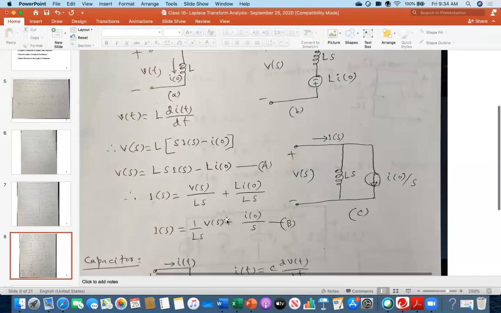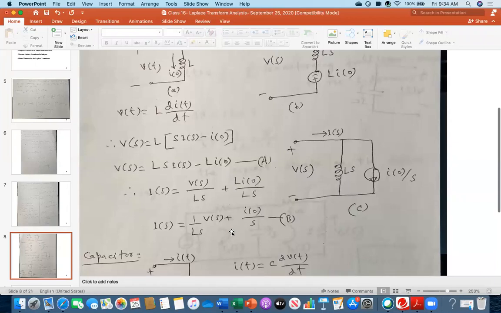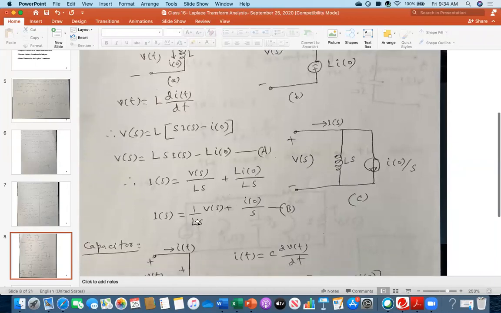Ultimately what you get is V(s) over Ls plus, L and L cancel, I naught over s. This is the current expression. So if this is my total current, then it has two components: this is one current and this is the other current.